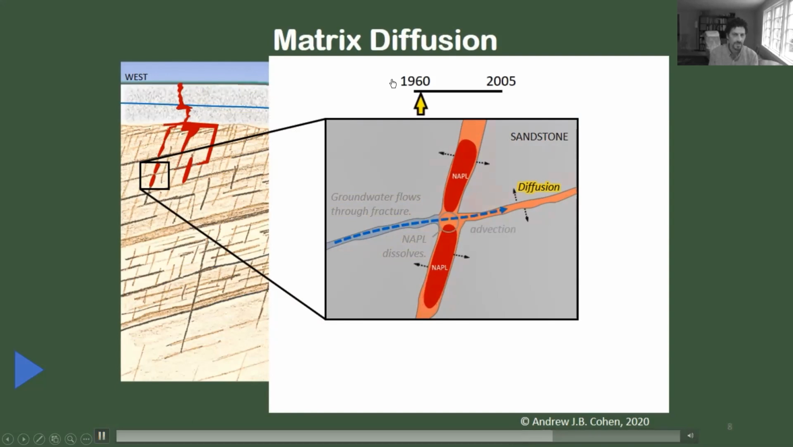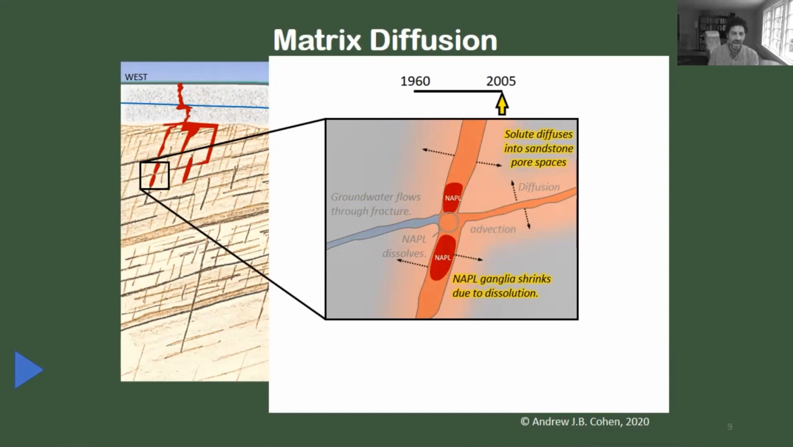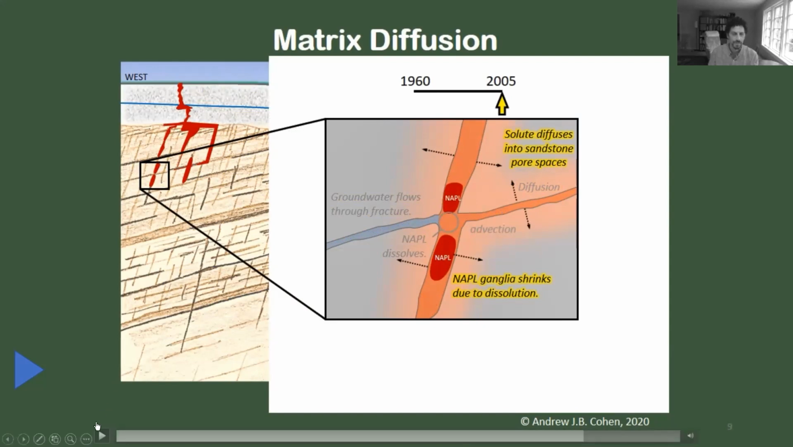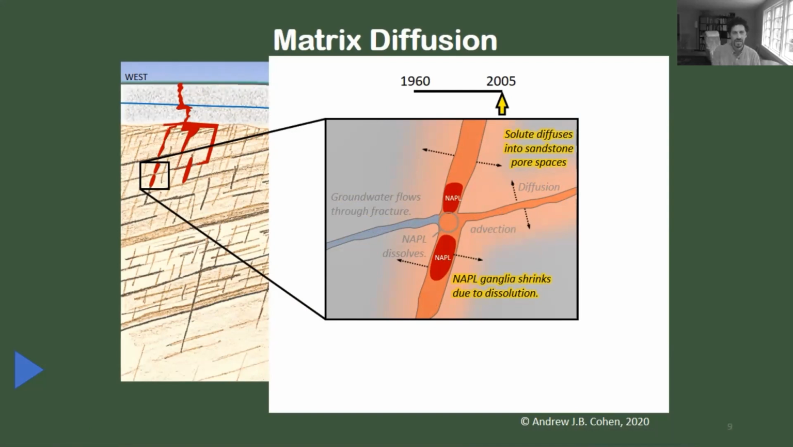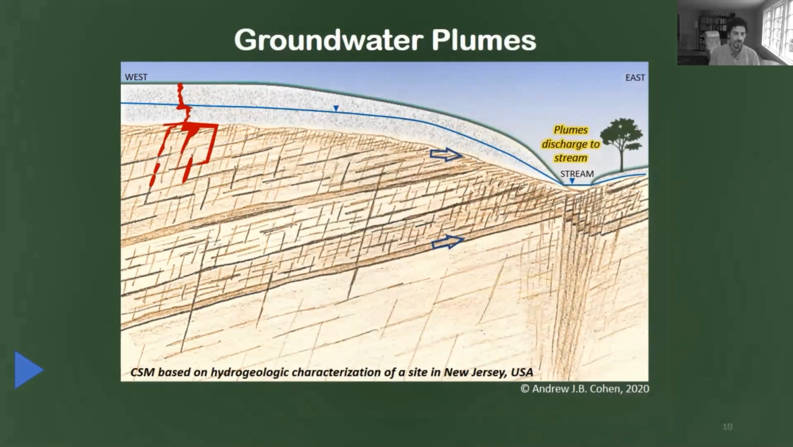So what happens? Imagine we've got a spill starting in 1960. This material starts dissolving into the rock matrix. And just by way of the fact that mass is migrating into the rock matrix, these ganglia are also shrinking. So this is an example of source of a contaminant and its fate and transport, or if you will, its transport and fate. Here we kind of summarize it.